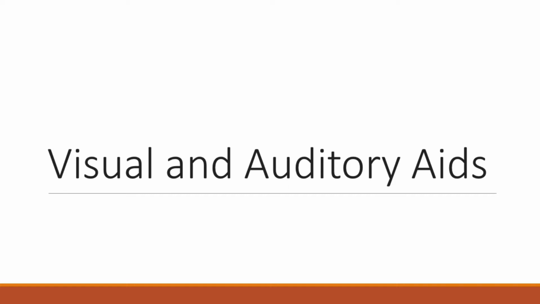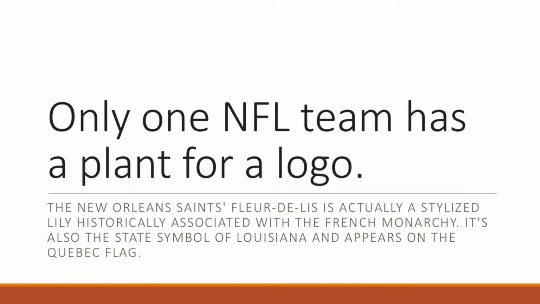So before tayo mag-start ng discussion natin, of course, our trivia for today. So, ang trivia natin is only one NFL team has a plant for a logo. The New Orleans Saints fleur-de-lis is actually a stylized lily historically associated with the French monarchy. This is also the state symbol of Louisiana and appears on the Quebec flag.